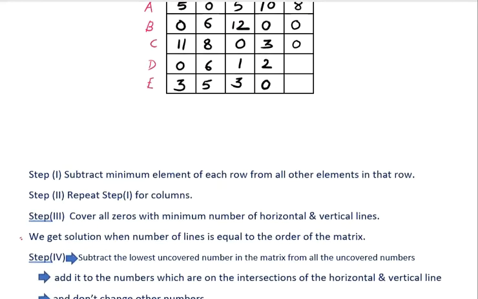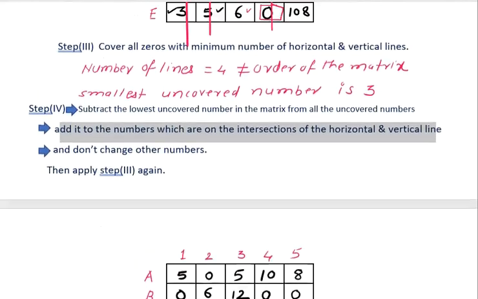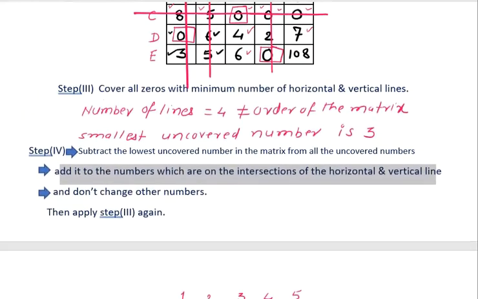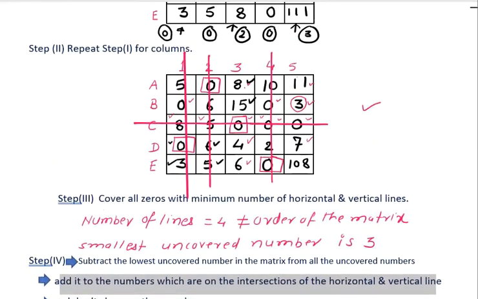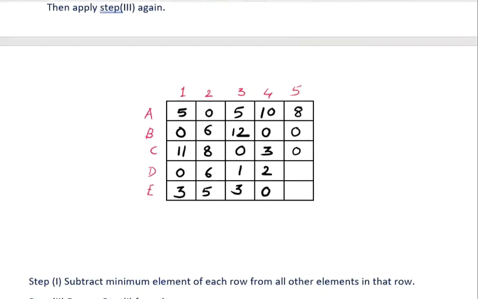Then other two numbers in the fifth column. 7 and 108 are uncovered numbers. So subtract 3. 7 minus 3 gives you 4 and 108 minus 3 gives you 105. So 4 and 105.